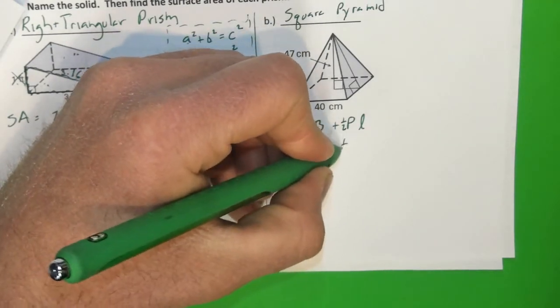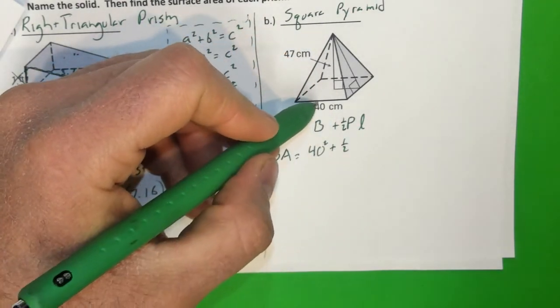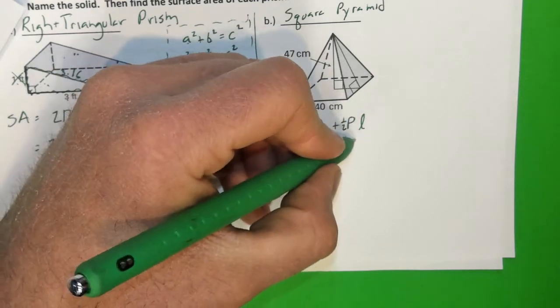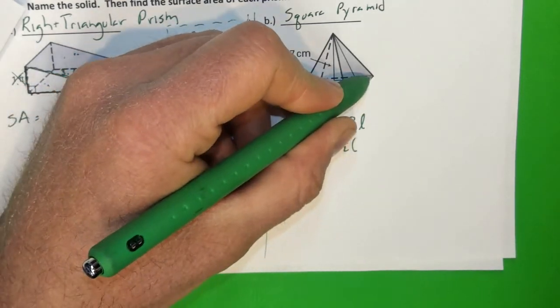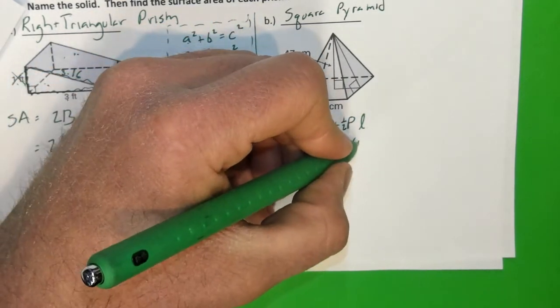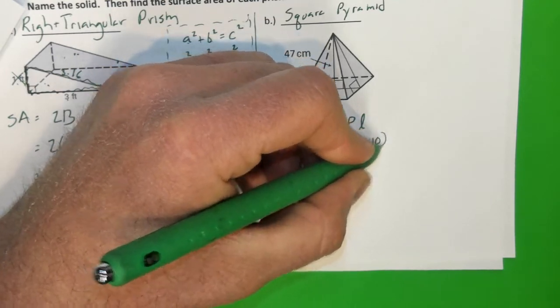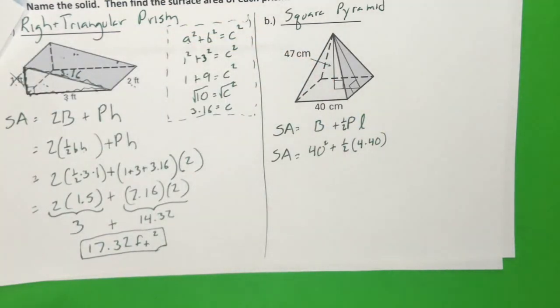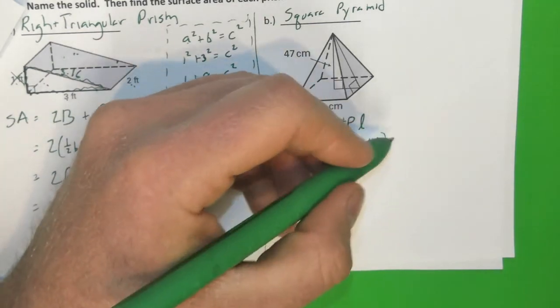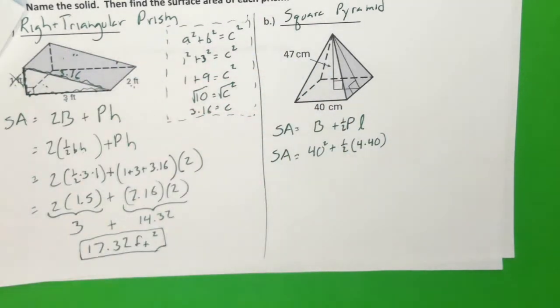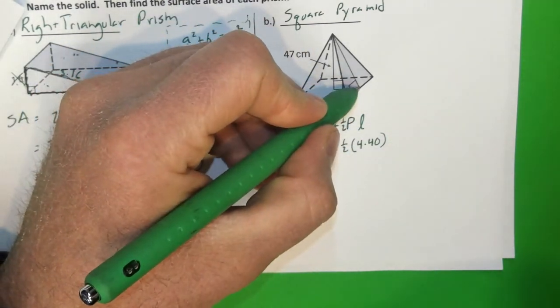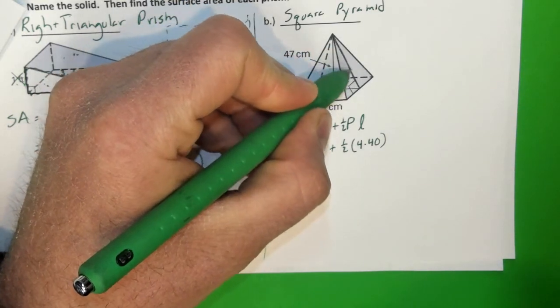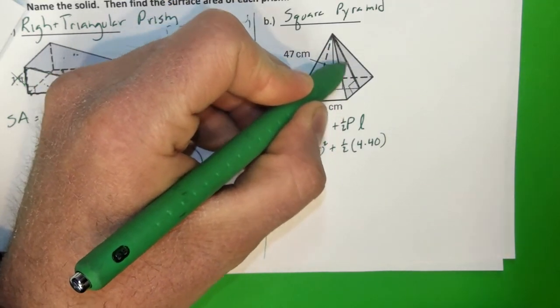Next, perimeter. Perimeter of this guy is going to be great as well. Because it's a square, your perimeter is going to be a 40 and a 40 and a 40 and another 40. There's going to be 4 40s that make up our perimeter. And lastly, slant height. Slant height is the trick on this problem. It's going to be this dimension right here. And if you notice, it's not given to you.